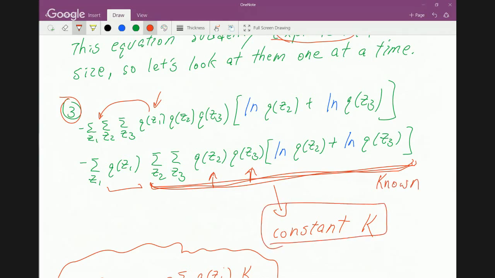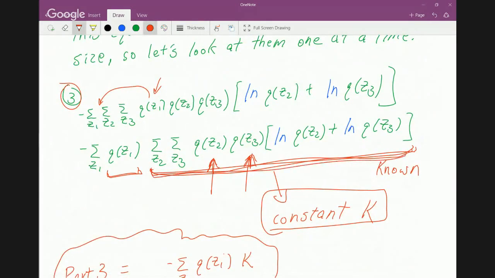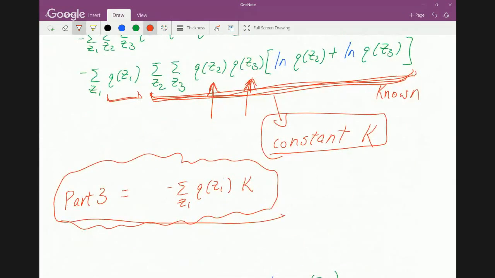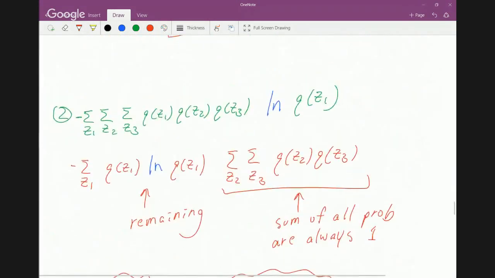Remember, we assume that if we want to find QZ1, we know QZ2, QZ3. I am aware that we actually don't know, but let's assume that somehow we do know. And therefore, if we do know, we can treat this as a constant. Okay? And what we end up having, that part 3, is this first portion right here, multiplied by some constant. Again, first portion and some constant. That's part 3.